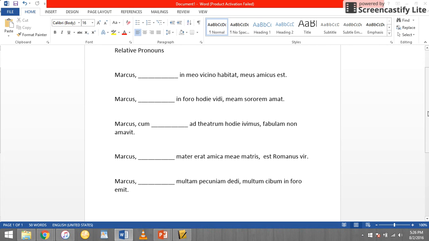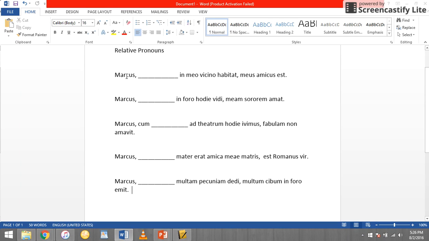So first of all, we're talking about Marcus here. Marcus blank in meo vicino habitat meus amicus est. The relative clause will always be set off by commas. So the relative clause is everything from the blank to habitat. It usually starts with a relative pronoun and ends with a verb. We need to figure out what to put in the blank. Now, one thing that you weren't told is that the antecedent is always the word right in front of the comma. So the relative pronoun comes right after its antecedent.